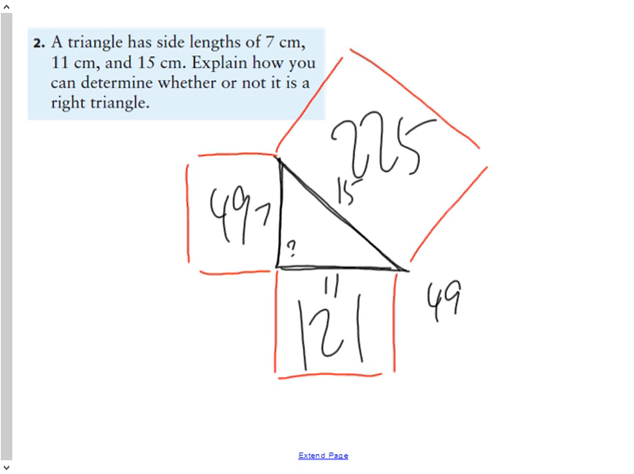And if 49 plus 121 equals 225, then it is a right triangle. But because it doesn't, we know that this is not a right angle. Right? We know it's not a right triangle because the area of the two squares attached to what would be the legs do not equal the area of the square attached to the hypotenuse.